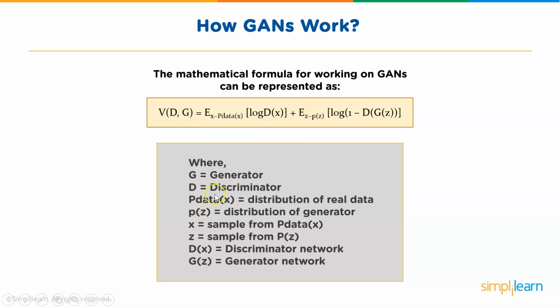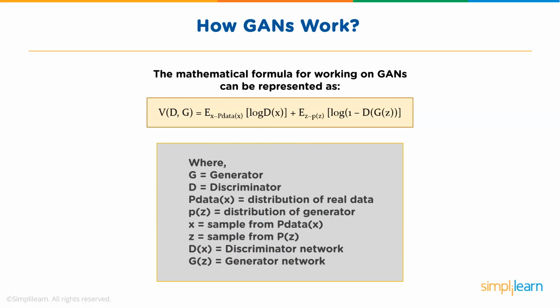Now P data of X is the probability distribution of real data, P of Z is the distribution of generator, X is the sample of probability data of X, Z is the sample from P of Z, D of X is the discriminator network, and G of Z is the generator network.